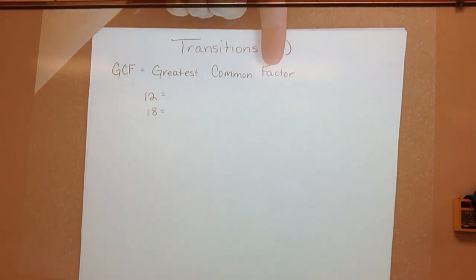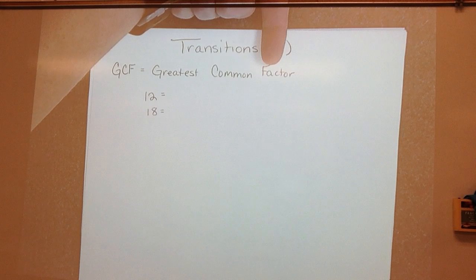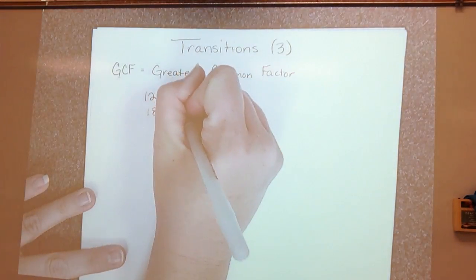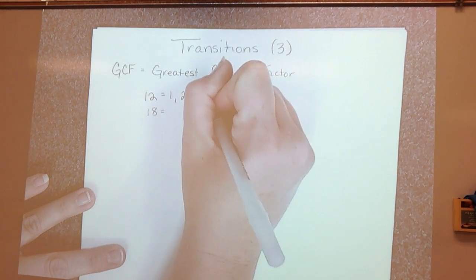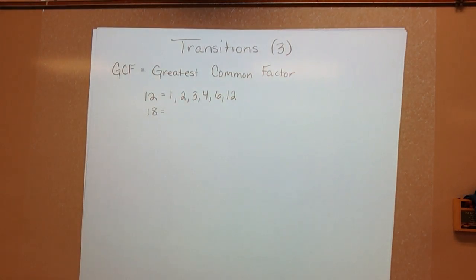Notice this word right here. If you remember yesterday, we spent quite a bit of time talking about factors, the numbers that will go into our numbers. All right? So here I'm going to list every number that I can find that will go into 12. 1, 2, 3, 4, 6, and 12. 1 times 12, 2 times 6, 3 times 4. Those are every number that will go into the number 12.